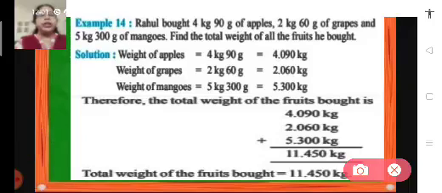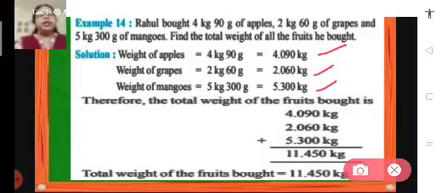convert them into kilograms. So the weight of apples is 4 kilograms 90 grams, that means 4.090 kilograms. Then the weight of grapes is 2 kilograms 60 grams, which means it is 2.060 kilograms, and the weight of mangoes is equal to 5 kilograms 300 grams, which means 5.300 kilograms. Now to get the total weight we add them.